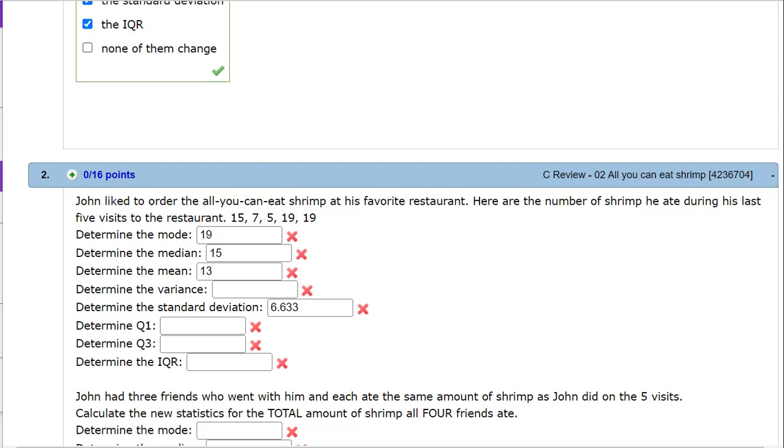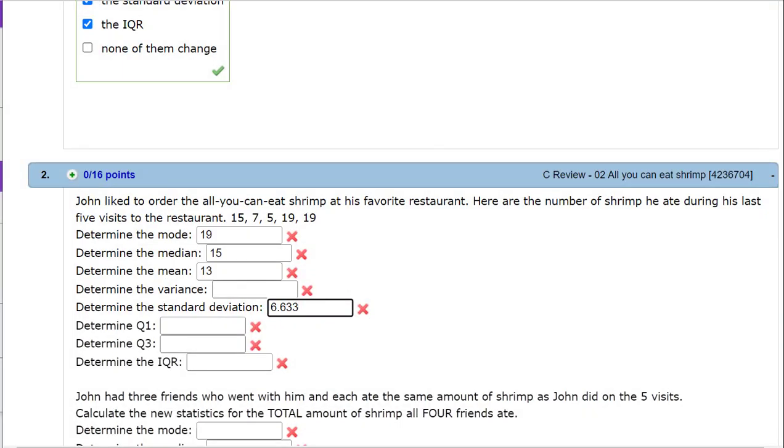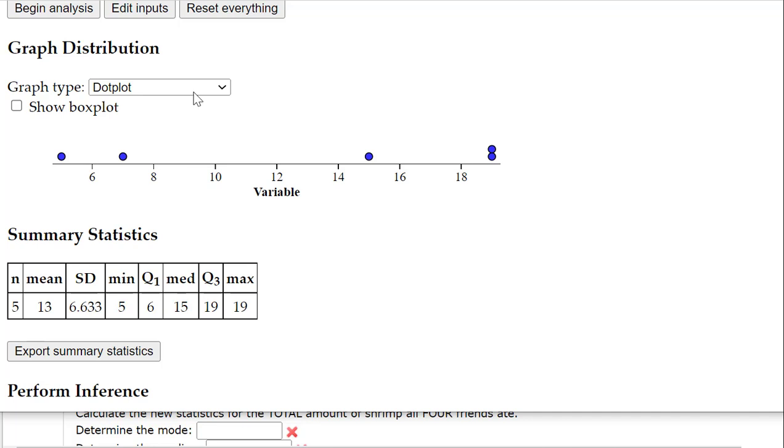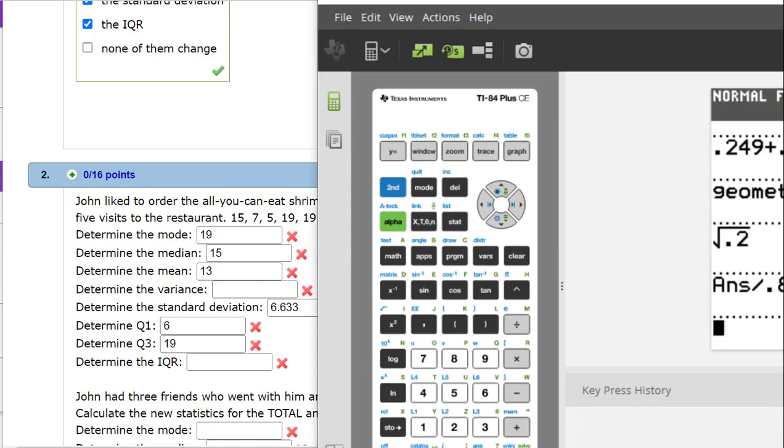So let me pull up a calculator. Actually, I can just use a regular calculator. You don't need a fancy one for this. Oops, it's too big though. All right, let me pull up a TI. Give it a second to come up. While the TI is pulling up for the variance, I'll do these others. Q1 is right there. 6 and 19 are Q1 and Q3. And then IQR, just go 19 minus 6, right? Let me do that variance first.